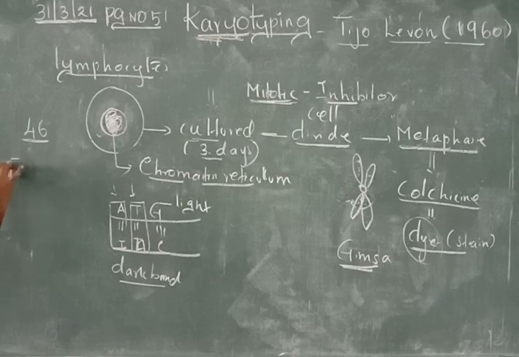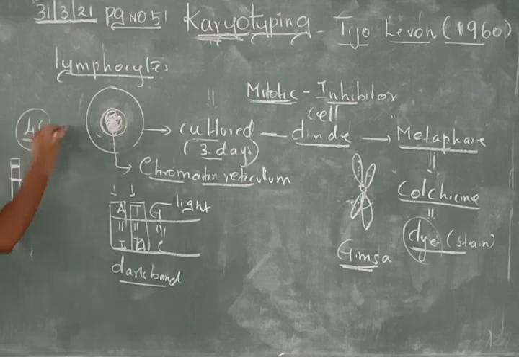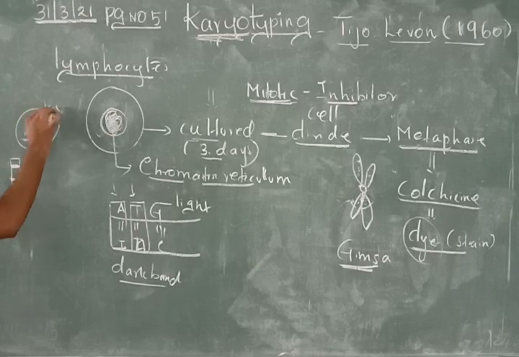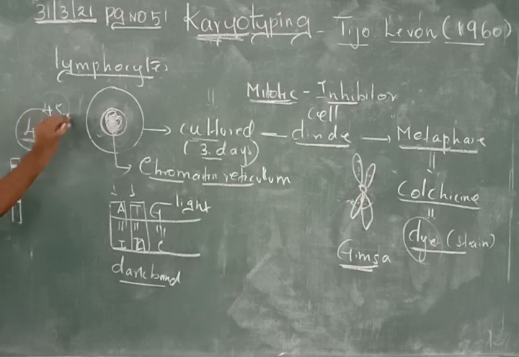Now, suppose this is the first chromosome and the dye bands are here 1, 2, 3. You have to find the same kind of chromosome among this 46. One is already there. So out of the other 45, you have to find the same kind of banding, thrice the same kind of banding, and you have to pick it up.